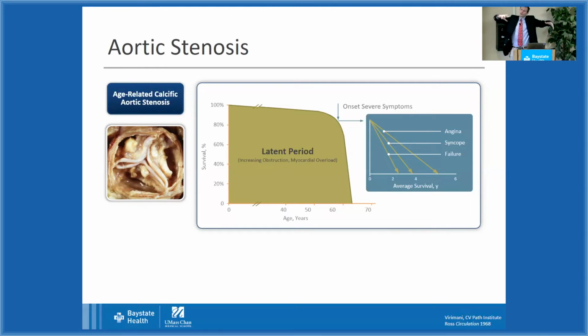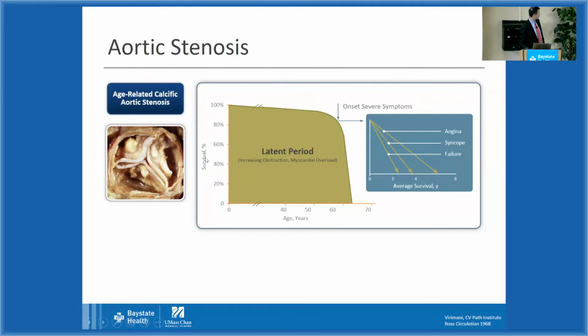And the heart has to squeeze extra hard to get them to open. And over time, the leaflets get stiffer, they open less, the heart has to squeeze even harder, and at some point, the heart just can't compensate. It can't squeeze hard enough to get enough blood through that blockage. Right? And that's what's really shown in this diagram here.